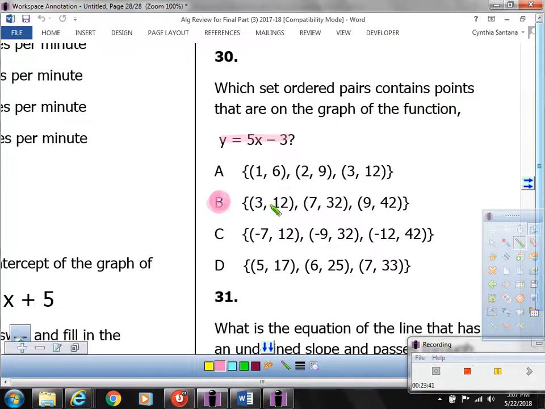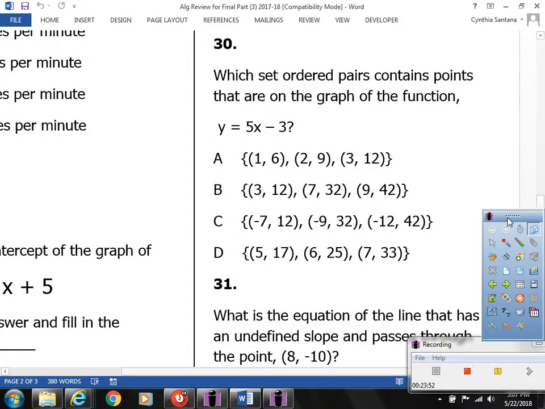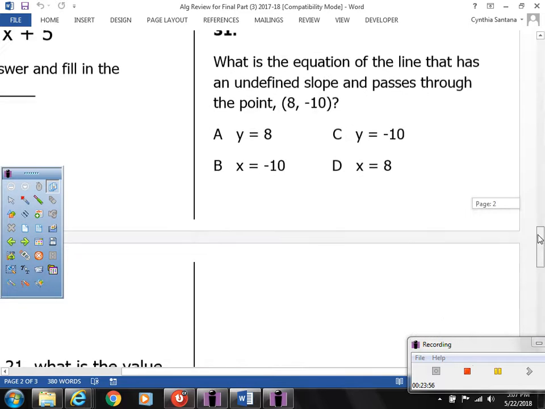There we go. These ordered pairs are on this linear function. So again, you could use a table, or you could also plot the points. Make sure they're on the line. If it's part of the table, guys, they're going to be on the line.